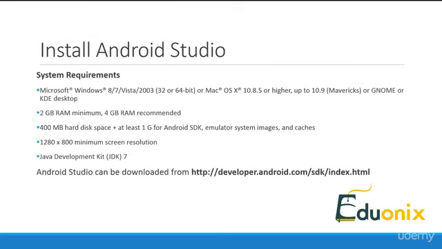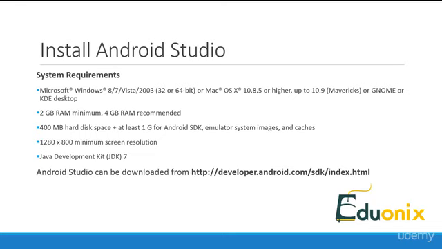In order to install Android Studio on your machine, you'll need to ensure that your system fulfills requirements for acceptable operating system, which are listed here, and that you have at least 2 GB of RAM, but at least 4 GB of RAM is recommended on your system. You also have to have at least 400 MB of space on your system hard disk, with another 1 GB of hard disk space for the Android SDK.